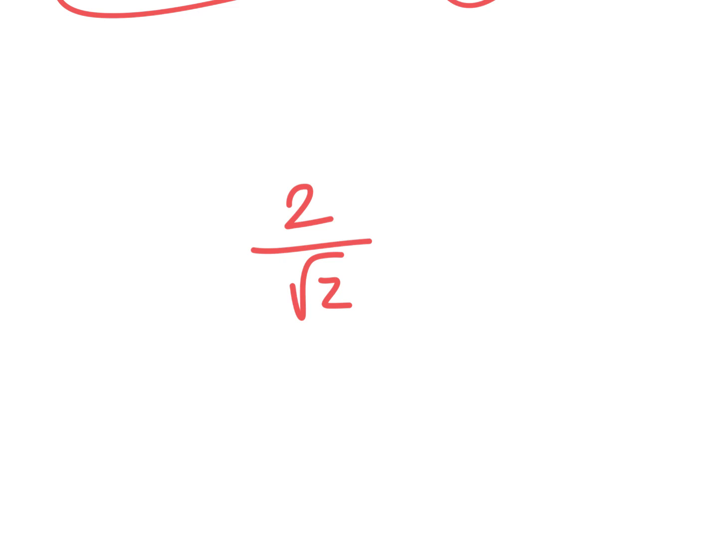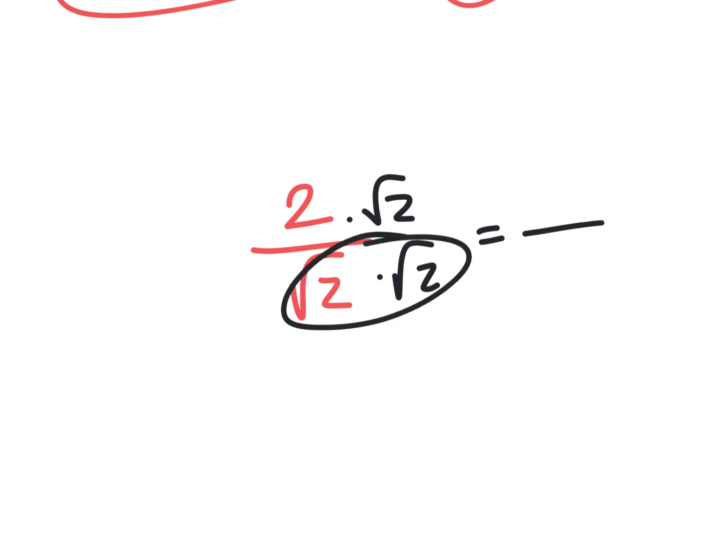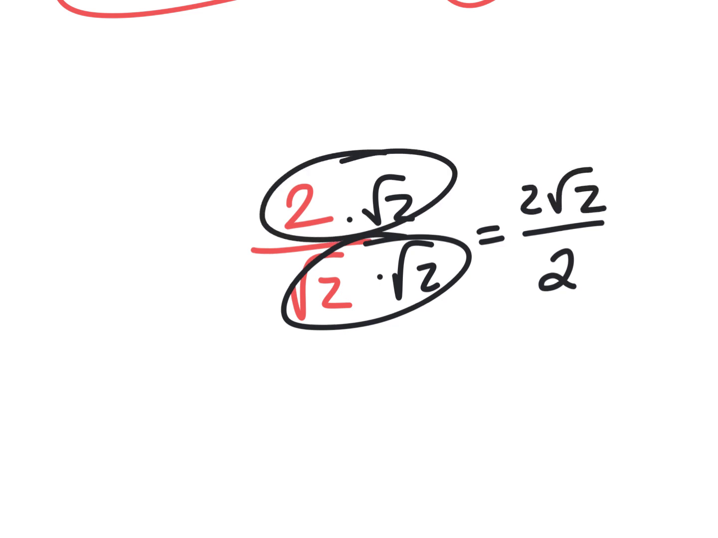And you're going to be like, what? What's the square root of 2 times the square root of 2? It's the square root of 4. What's the square root of 4? It's 2. And what's on top? 2 root 2. And then the 2's cancel. So it's just root 2.